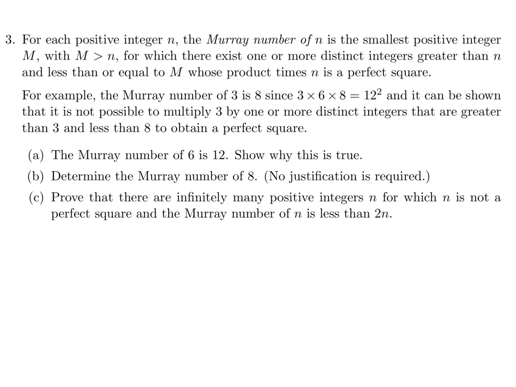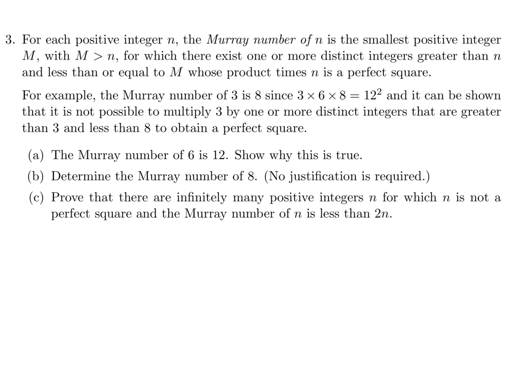For each positive integer n, the Murray number of n is the smallest positive integer, m, with m greater than n, for which there exists one or more distinct integers greater than n and less than or equal to m, whose product times n is a perfect square. For example, the Murray number of 3 is 8, since 3 times 6 times 8 is 12 squared. And it can be shown that it is not possible to multiply 3 by one or more distinct integers that are greater than 3 and less than 8 to obtain a perfect square. The Murray number of 6 is 12; show why this is true.